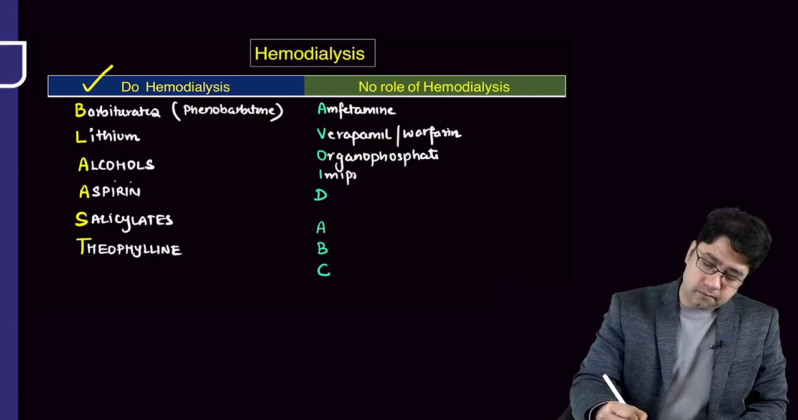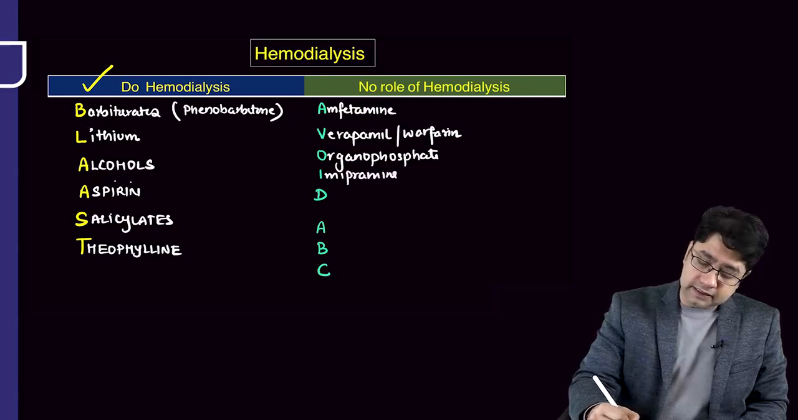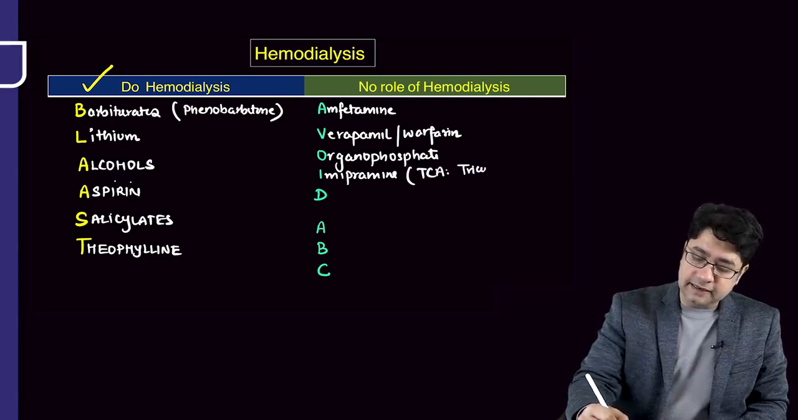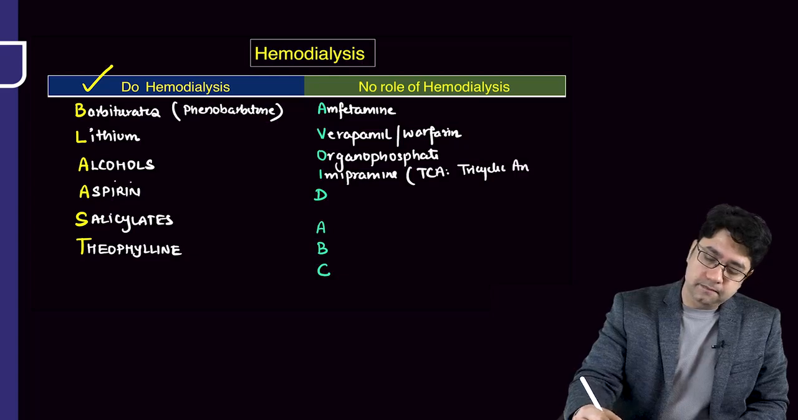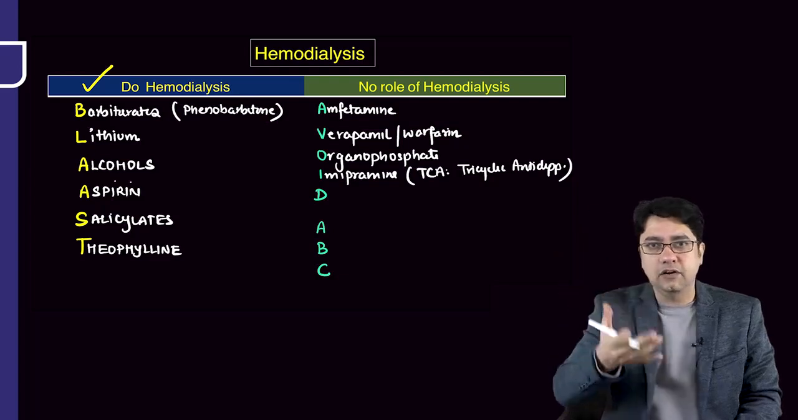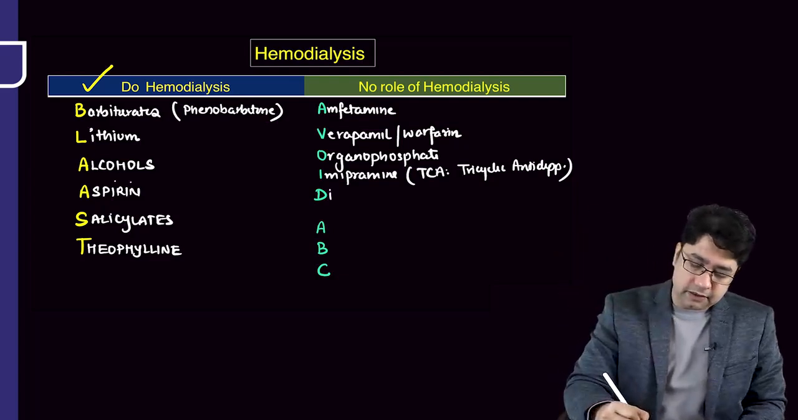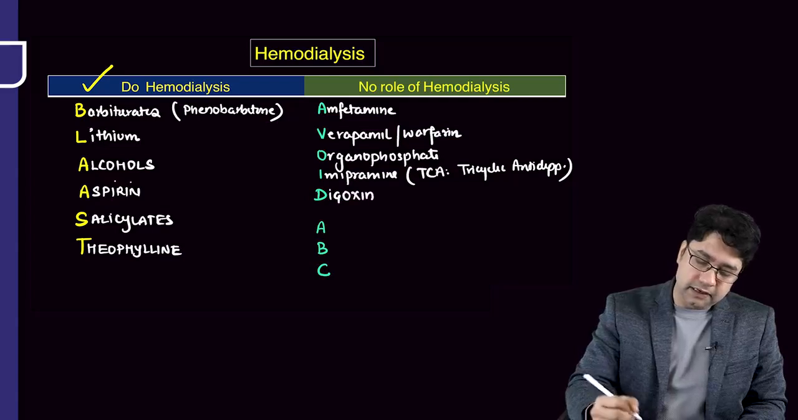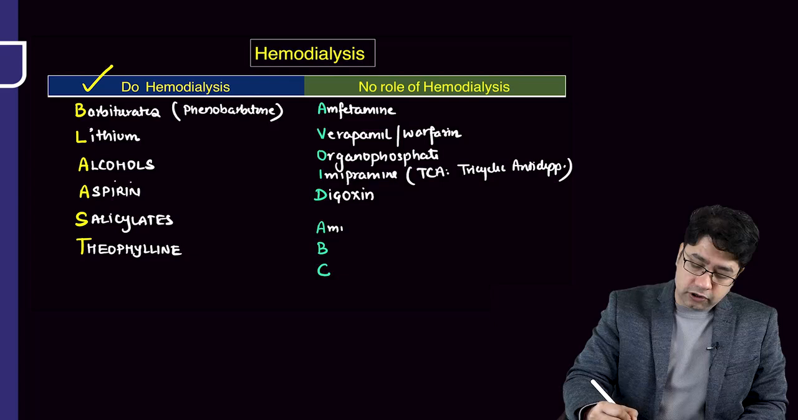Imipramine. Now imipramine is a TCA, which is tricyclic antidepressant poisoning. Because these drugs are attached in brain, they are not in blood or plasma. Digoxin, most commonly asked question. Amiodarone, antiarrhythmic drug.